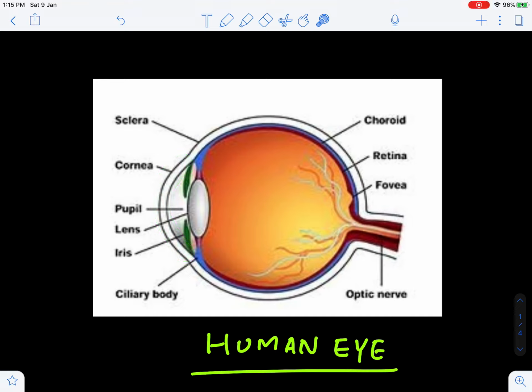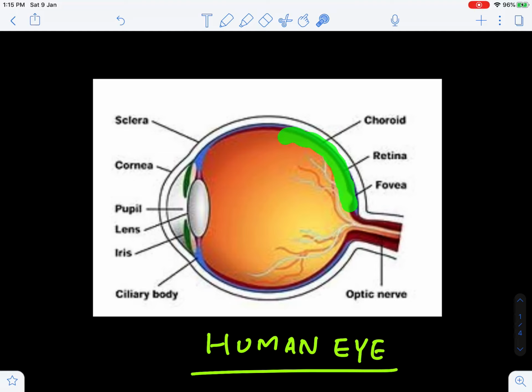Then after this you see the crystalline lens. This is the crystalline lens. These are the ciliary muscles and suspensory ligaments, the ciliary body and suspensory ligaments. This is the iris, and the small opening in this iris is the pupil. After this you see the liquid, aqueous humor and vitreous humor, which we will discuss in detail. This is the eye lens, and this is the retina.